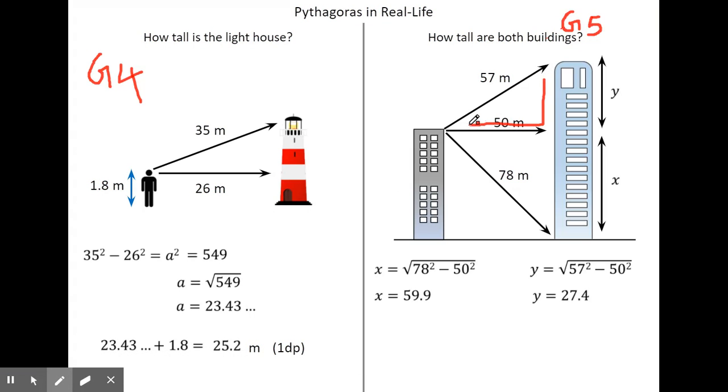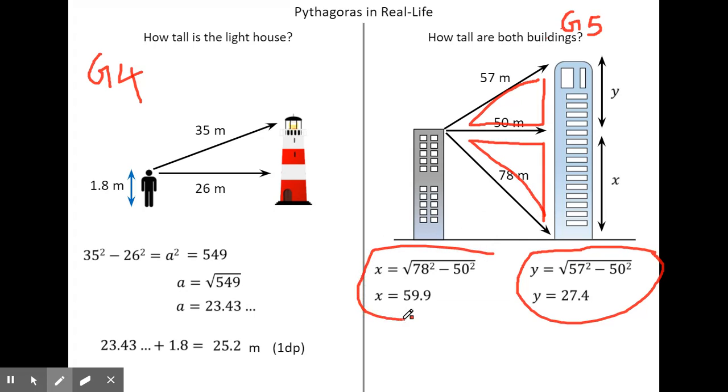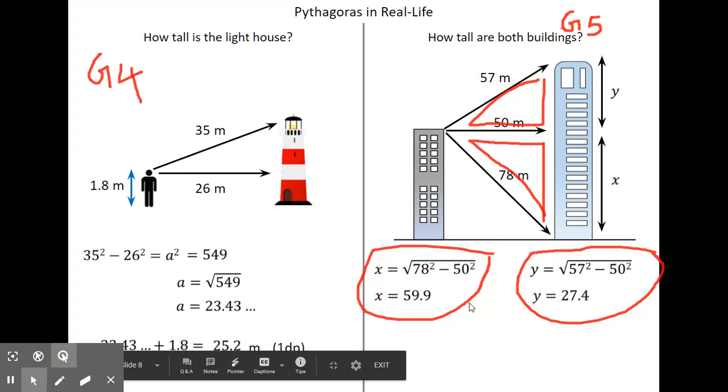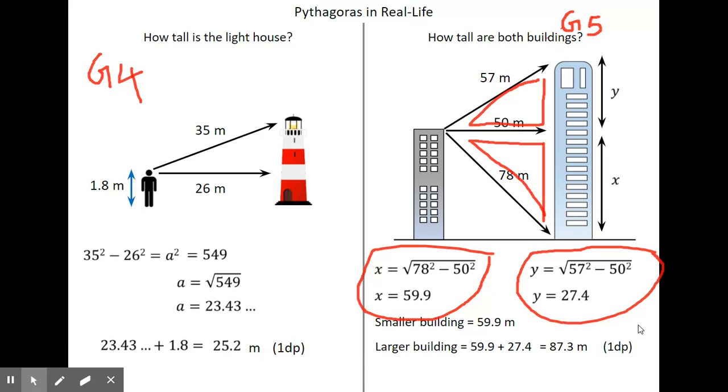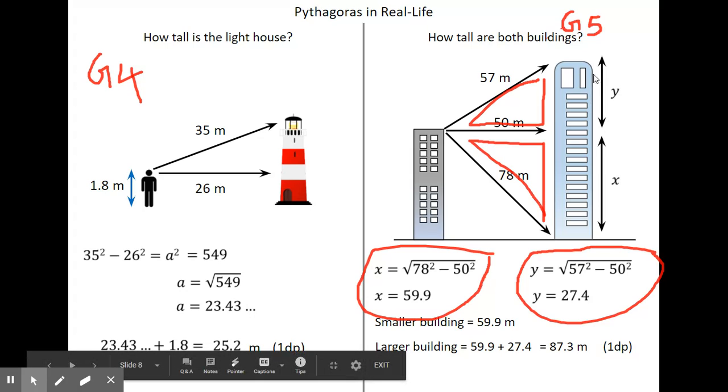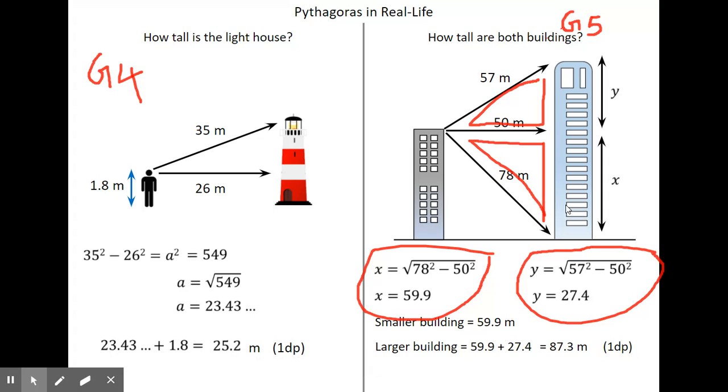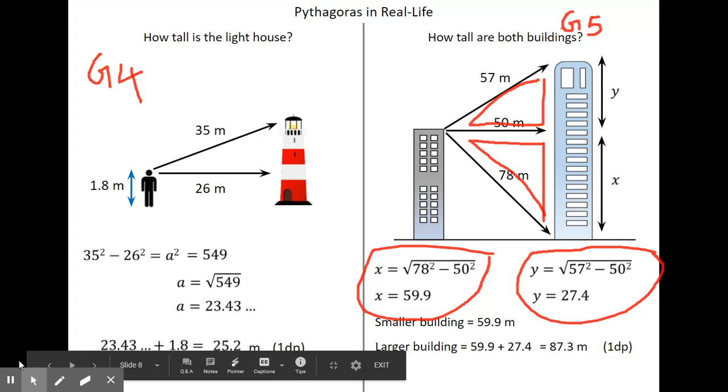Here is the top right angle triangle, and here is the working out to assist you to find out the value of y. It's the bottom right angle triangle, and here is the working out to assist you to calculate the value of x. Once the values of x and y are calculated, we add them together to find out the length of the tallest one, which is 87.3 meters to 1 decimal place.